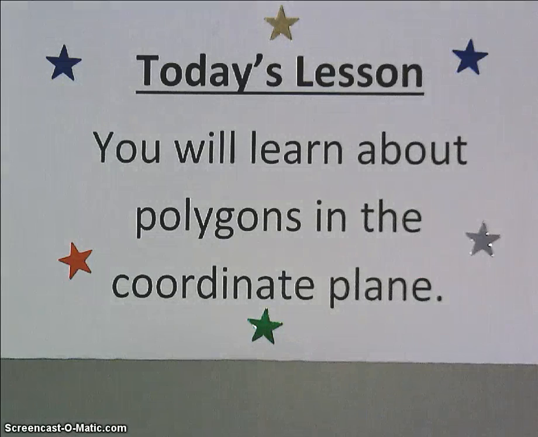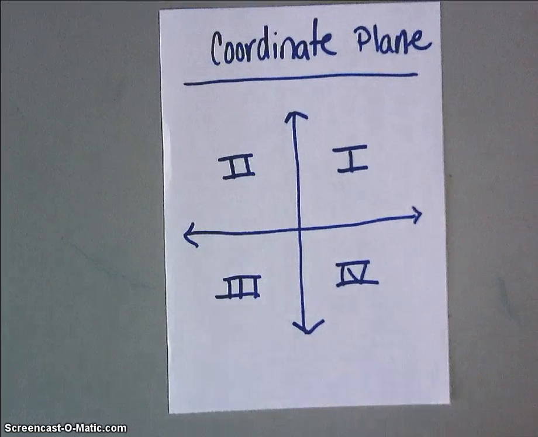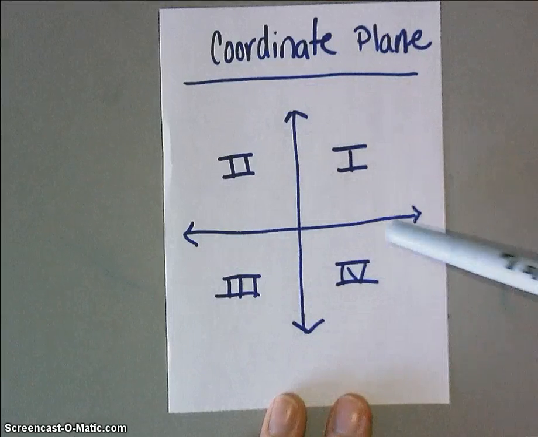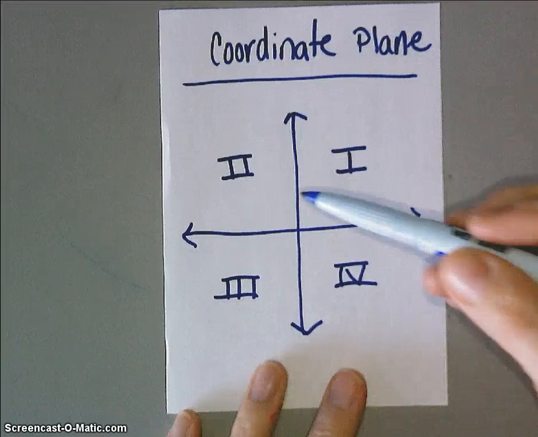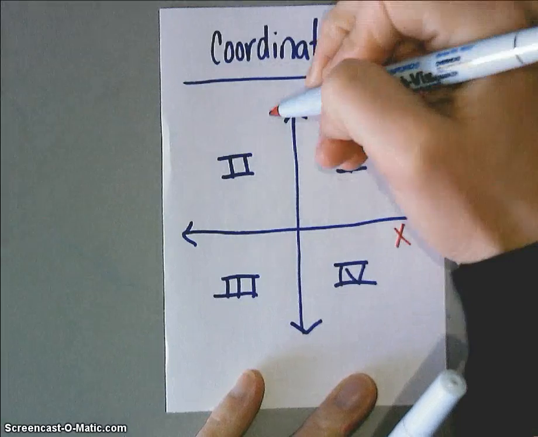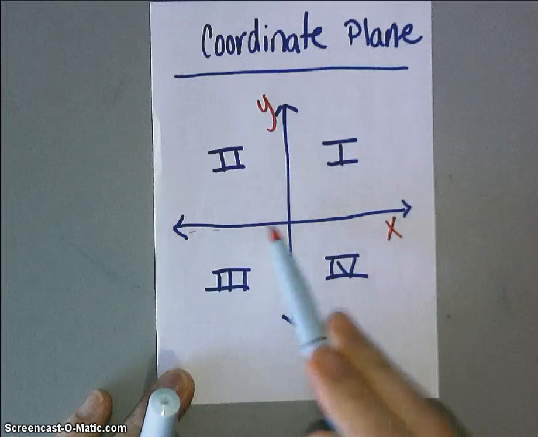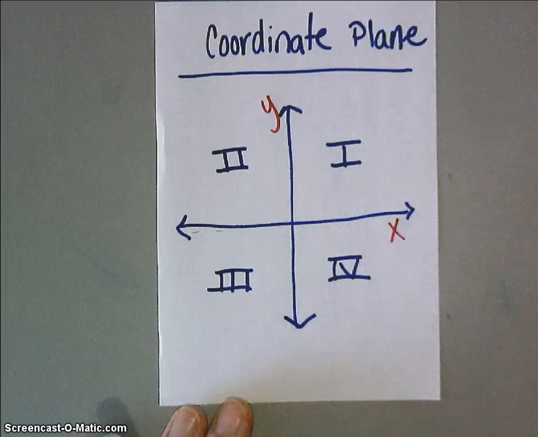Good evening. Tonight's lesson you're going to learn about polygons and the coordinate plane. Well, what is the coordinate plane, you ask? Here is what a coordinate plane looks like. We have two axes, which are just number lines that crisscross, and our number lines are labeled the x-axis and the y-axis. So this horizontal line is the x-axis, and this vertical line is your y-axis.